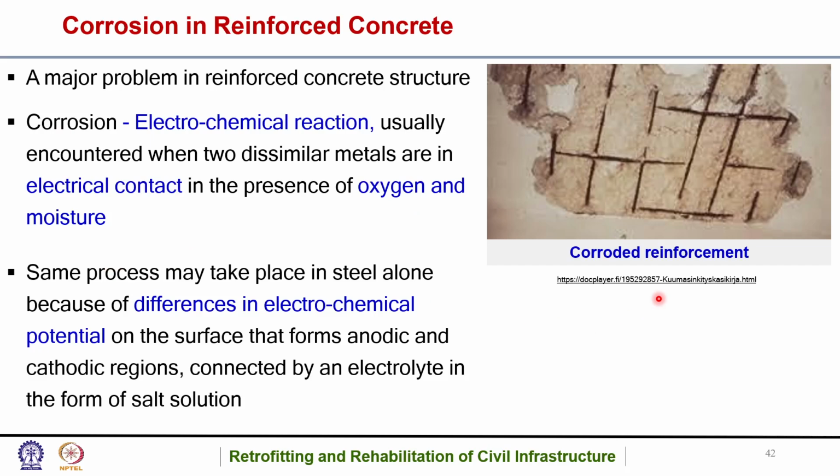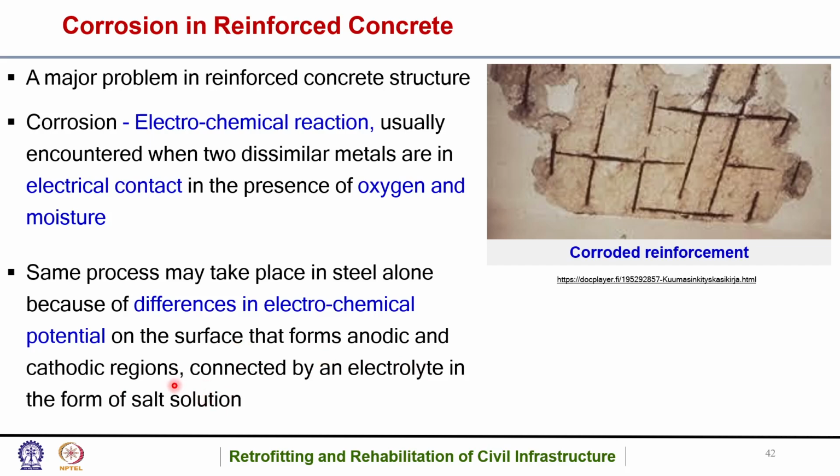In case of steel reinforcement, however, the same process of electrochemical reaction can take place in steel alone. We don't need two dissimilar metals, because of the differences in electrochemical potential on the surface that forms anodic and cathodic regions. The differences in electrochemical potential on the surface of a steel rebar result in the formation of anodic and cathodic regions.